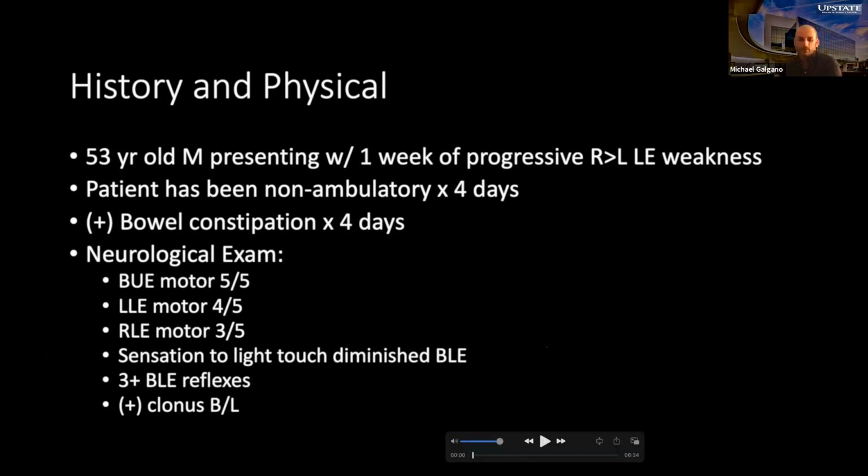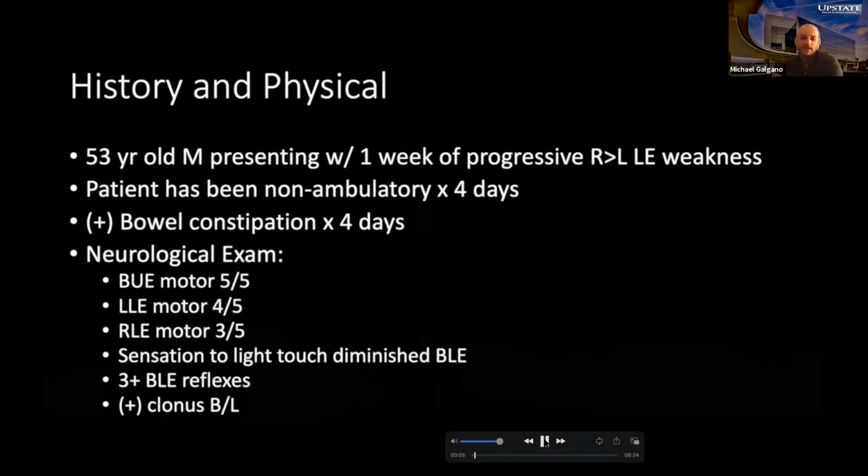Okay, so this is a guy I took care of about a week after Super Bowl Sunday, and I'll tell you why that came into play. He's a 53-year-old guy, and he presented with about a week of progressive bilateral lower extremity weakness, right greater than left. When he arrived to our ED, he said that he noticed on Super Bowl Sunday that he could not walk anymore, but he wanted to watch the game, so he crawled around his house for a few days. He ended up having bowel constipation for a few days, and he was found to have all the typical long track signs when he presented to the upstate emergency department. So let's see if this video plays.